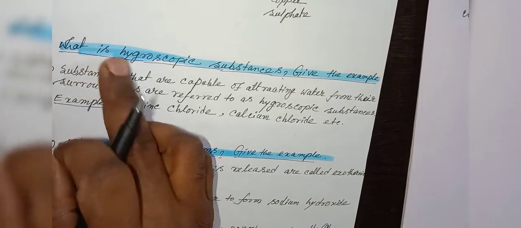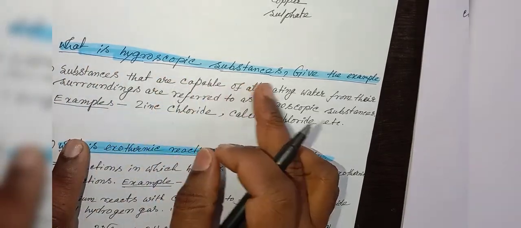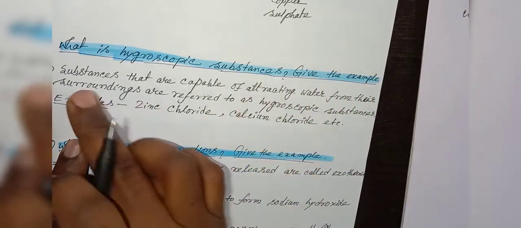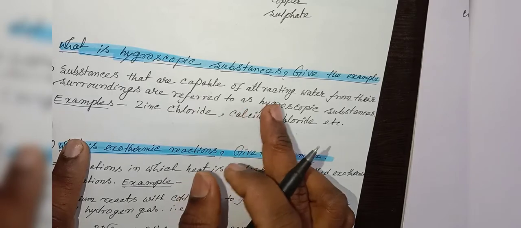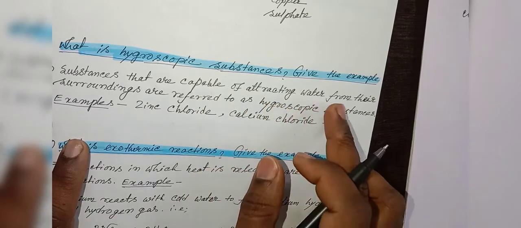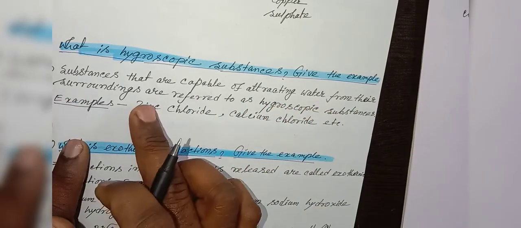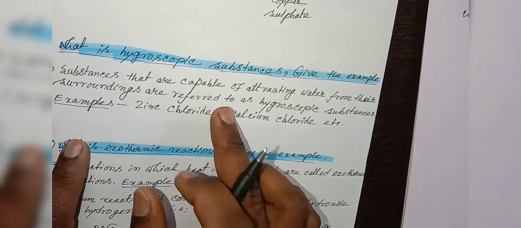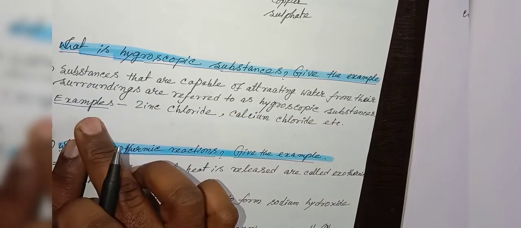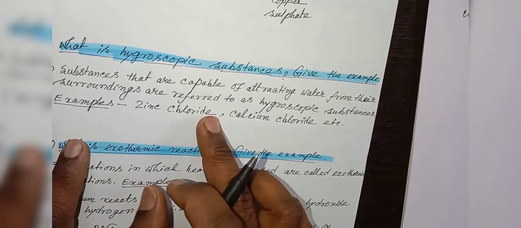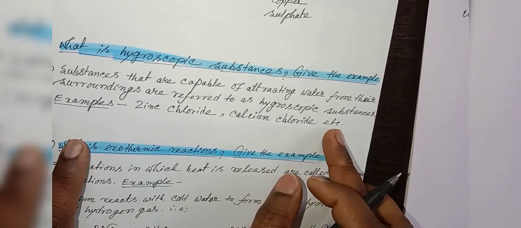Okay, next item. What is a hygroscopic substance? Give an example. Substances that are capable of attracting water from their surroundings are referred to as hygroscopic substances. Examples: zinc chloride, calcium chloride, etc.